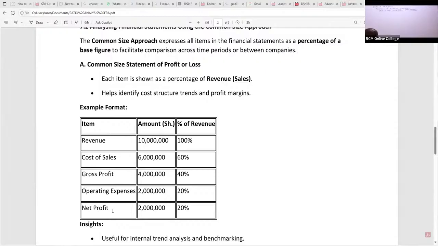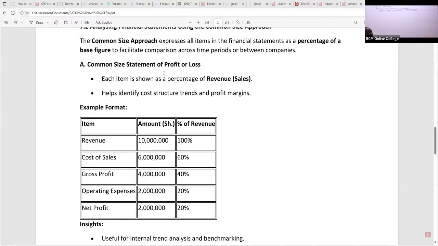And this is how we shall be doing this common size P&L. If you're given a profit and loss statement, just a simple one like this, and they want you to do a common size profit and loss statement, you will get all these values as a percentage of revenue, because revenue is your base. For the first percentage, you will take 10 million over 10 million times 100. This one will be 6 million over 10 million times 100. Everything, you divide by the common base. Our common base is revenue.